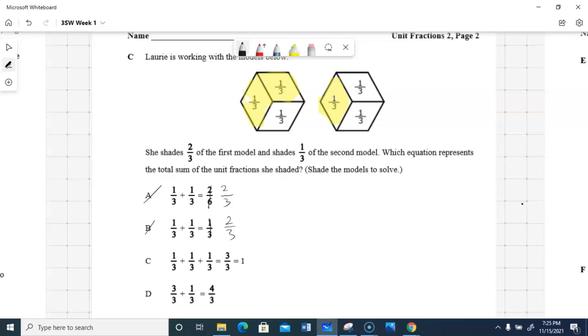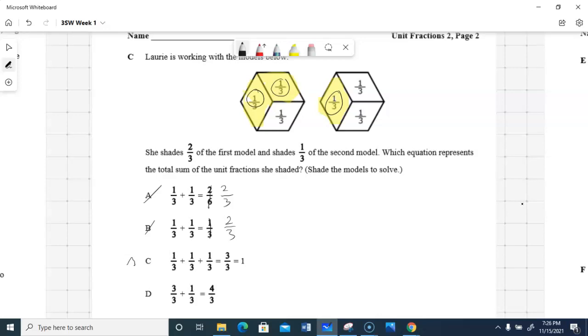C, it says 1/3 plus 1/3 plus 1/3 equals 3/3 or 1/2. And that does sound to be true. I'm going to put an M there because I can see 1/3, 1/3, and 1/3 shaded, so it's 3/3 shaded. And I know that 3/3 equals 1/2 because whenever the numerator is the same as the denominator, that represents 1/2. And we'll look at the last one.